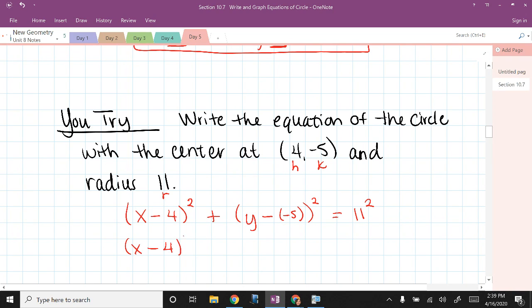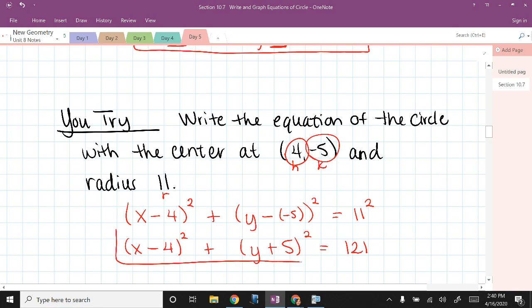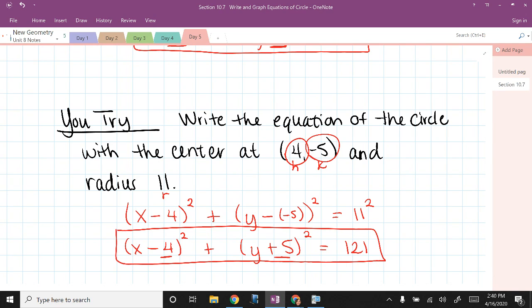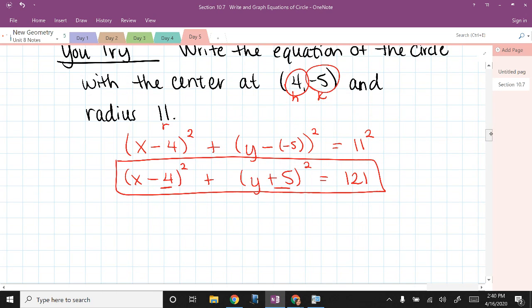So X minus 4 is still going to say minus 4 because that's the opposite of 4 is -4. Plus, okay, minus a negative is plus. So that's going to be the opposite of -5 is +5 equals 11 squared is 121. So either way you want to think about it for those H and K, just make sure what you have in your final answer is the opposite sign as your original center point. And make sure you square that radius. So hopefully your work checked out. We'll see some more of those in just a minute.